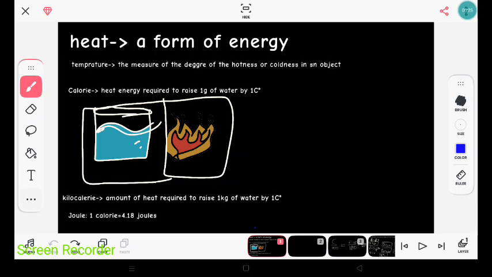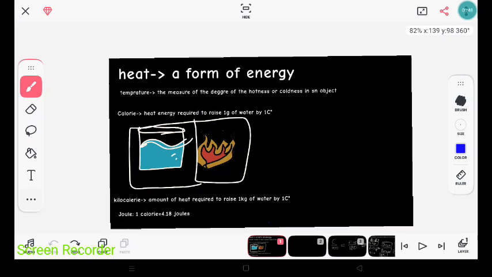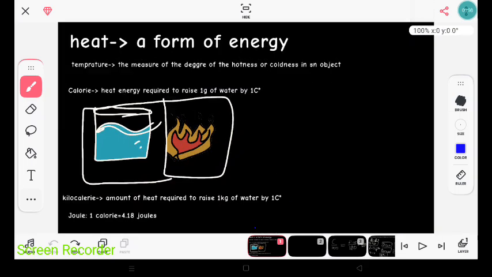Anyways, heat is a form of energy. This is the most basic and simple definition that Pragyanam gave us. Temperature is the measure of the degree of hotness or coldness in an object. They are trying to say that temperature is the measurement of how hot or cold an object is. Calorie is the amount of heat energy required to raise 1 gram of water by 1 Celsius.